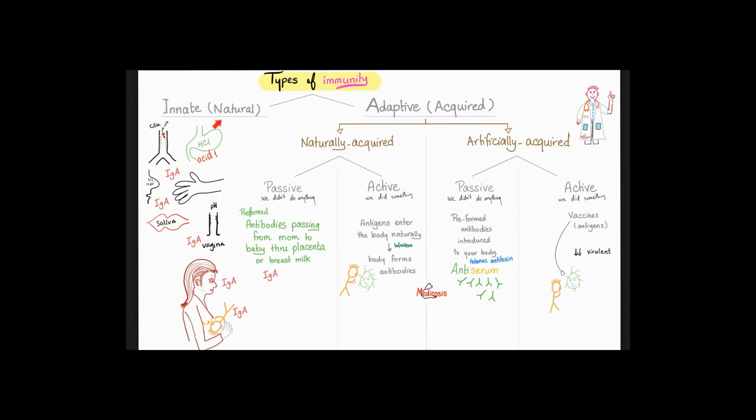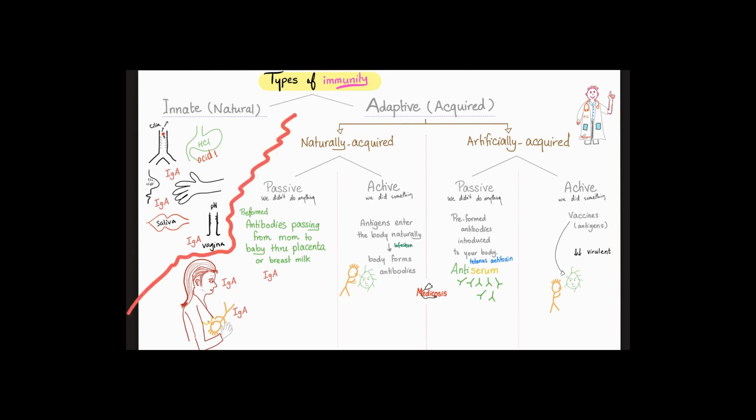The skin is natural immunity. The mucous membrane is natural immunity. The saliva has natural immunity. The vaginal canal with its pH is natural immunity. By the way, when we say mucous membrane, remember IgA. This is the type of antibody that's in the mucous membrane. That was the natural immunity.